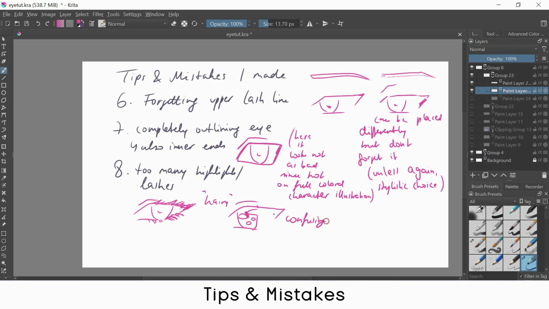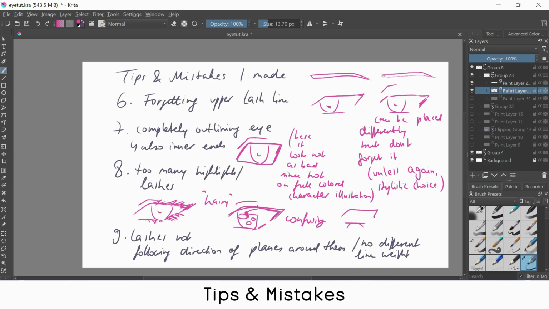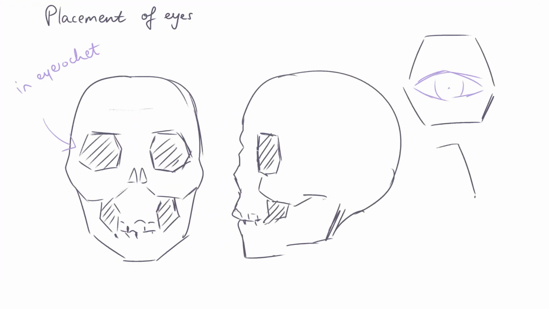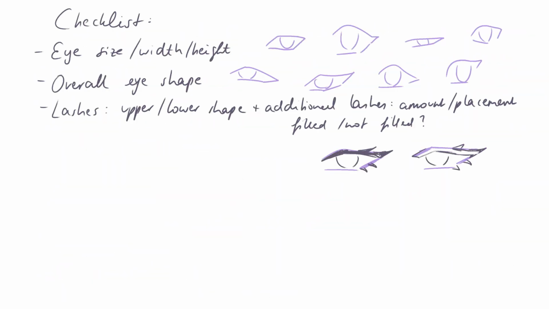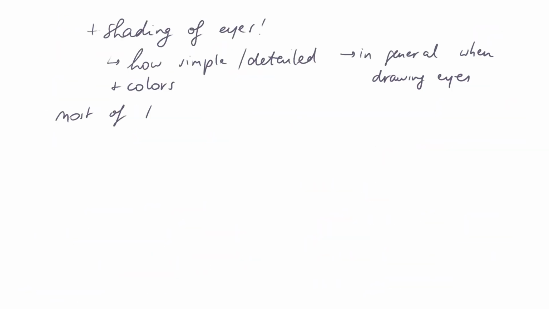The final mistake I mentioned is to not have the eyelashes following the directions of the veins around the eyes, and also not having different line weight for the lashes, which can look like spider legs. That's it for this eye tutorial video. I hope your characters can now look amazing. I hope you now have some things to play around with when adding eyes to your character.